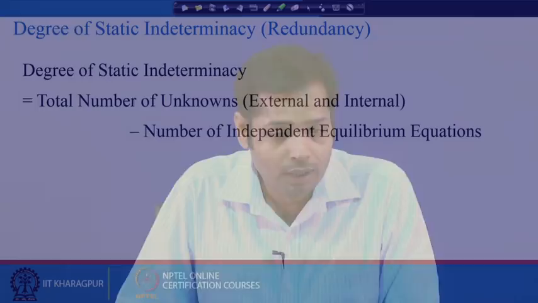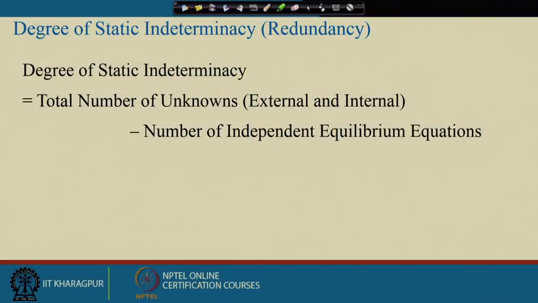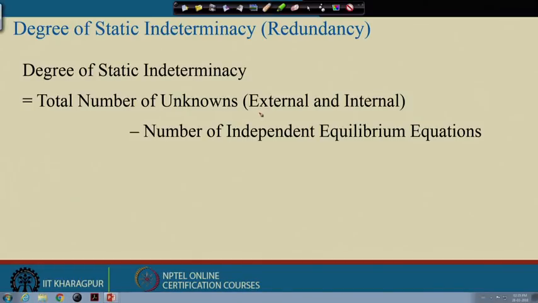Now, if you recall from your structural analysis 1, the degree of static indeterminacy is the total number of unknowns. That unknown could be external unknown, it could be internal unknown. We are just going to see what is external unknown and what is internal unknown. Then we have the number of independent equilibrium equations. It is very important, it is not just equilibrium equation, it is independent equilibrium equation.